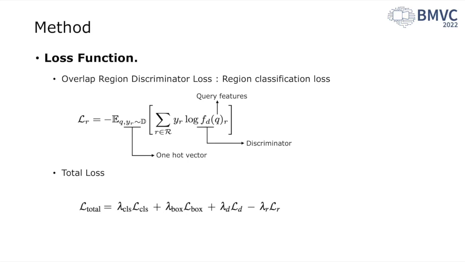Ultimately, our model is trained end-to-end by minimizing the following loss function, where lambda CLS, lambda box, lambda D, and lambda R are hyperparameters that are drawn from a grid search to control the strength of each loss.